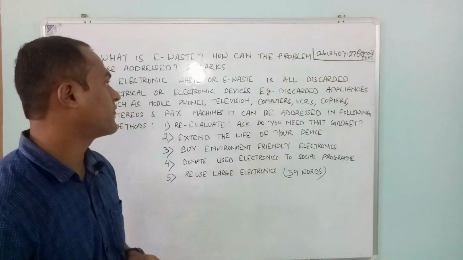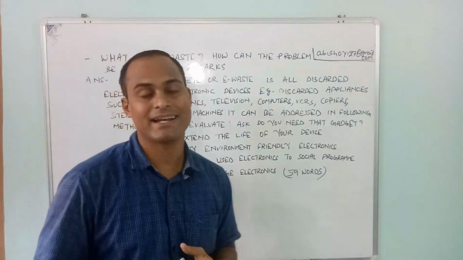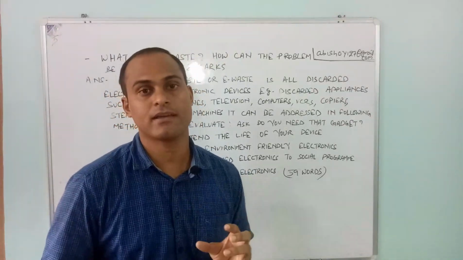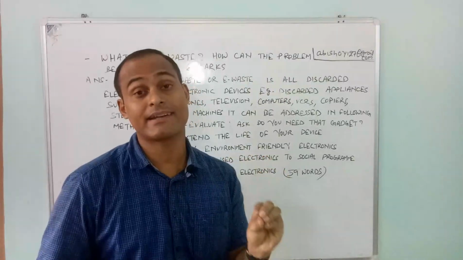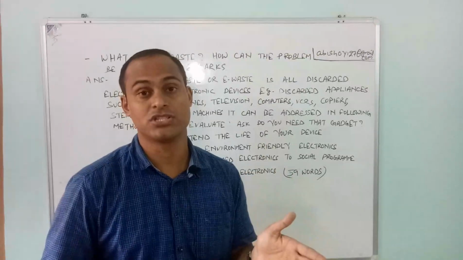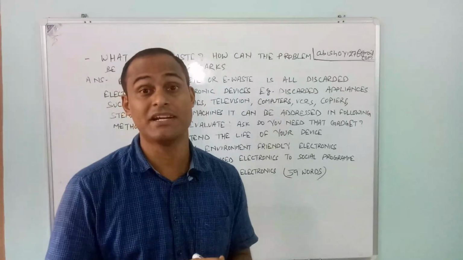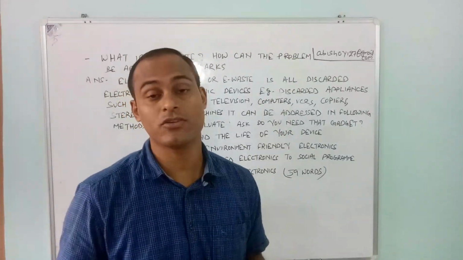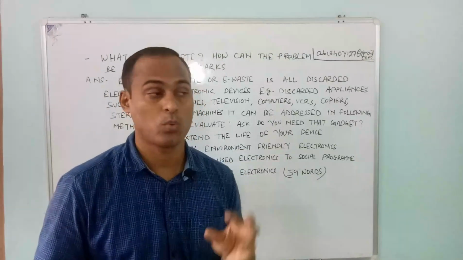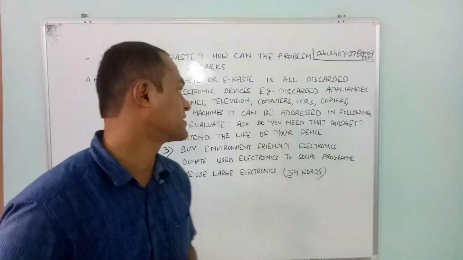See, electronic waste or e-waste is all discarded electrical or electronic devices. What is e-waste? E-waste is nothing but all the discarded electrical items. For example, a computer, a mobile, a television, a VCR, a CD player, a DVD. There are so many. All these are e-waste when you dump them in a particular place.